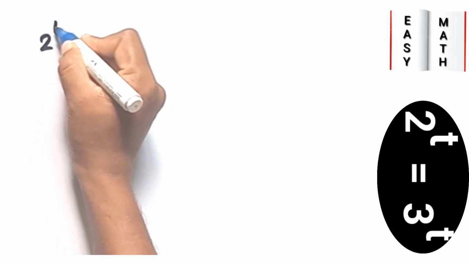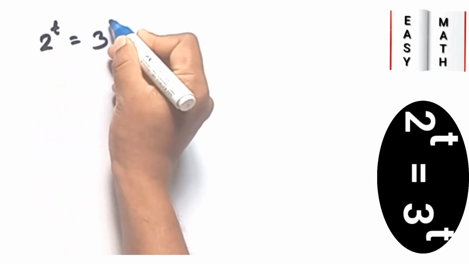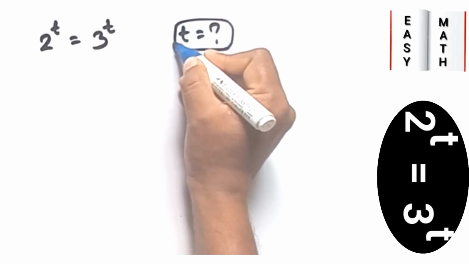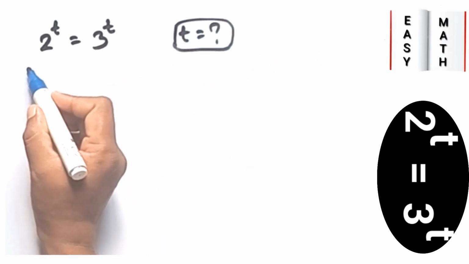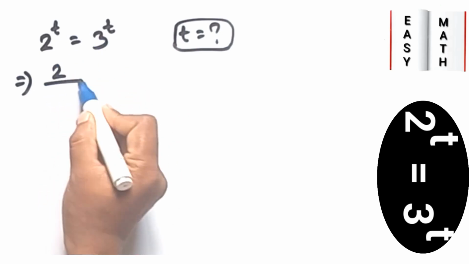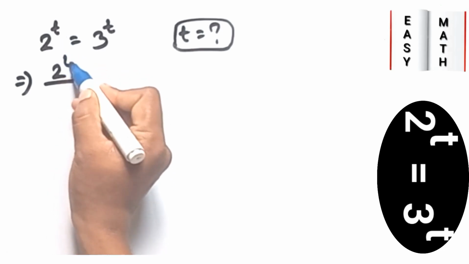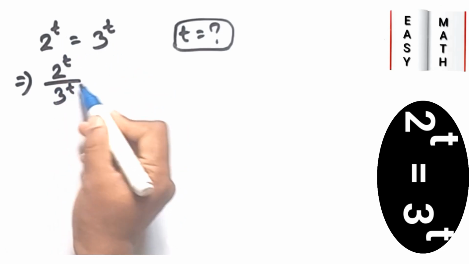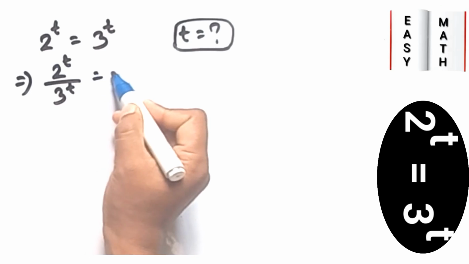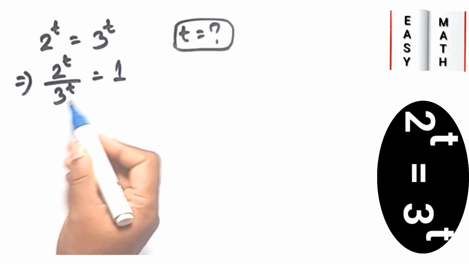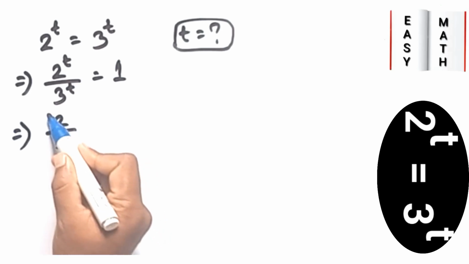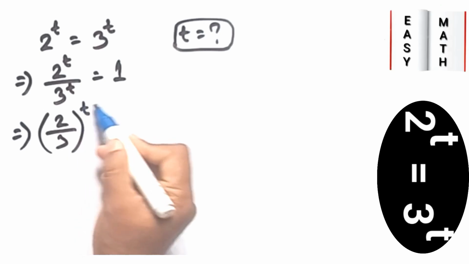2 to the power t plus 3 to the power t. Find the t value. First, we can write the 2 to the power t divided by 3 to the power t. So this is equal to 1.